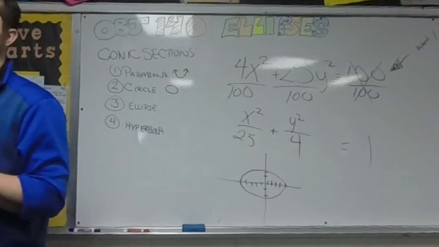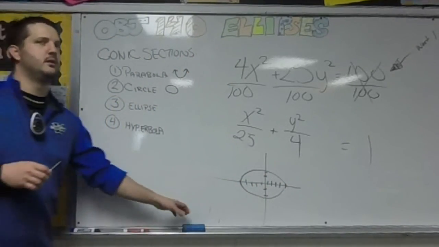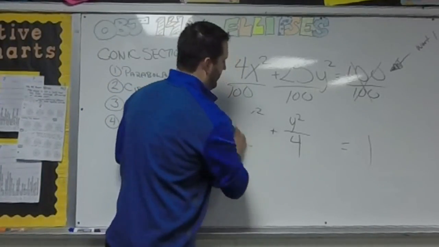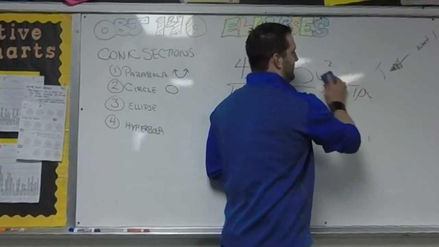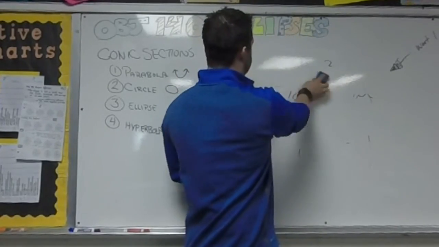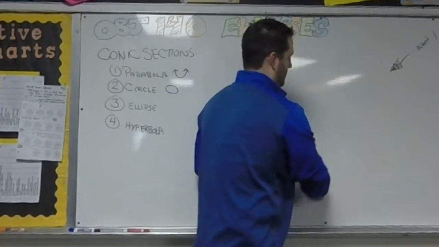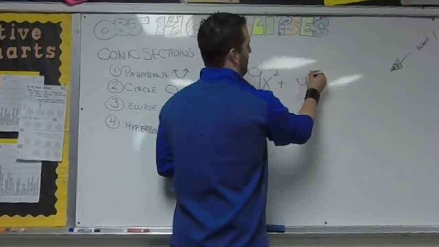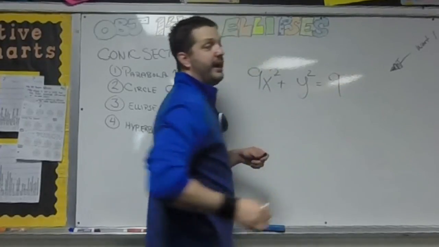Okay, I believe we have one left. 9x squared plus y squared equals 9. Okay, so let's go back to 9x squared plus y squared equals 9.